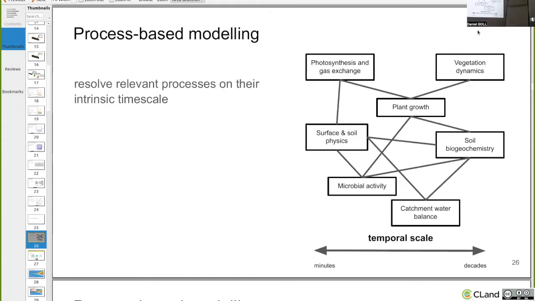And why? That's because they resolve processes which govern these exchanges of phosphorus between the soils or between plants and soils. And also they resolve these processes on their intrinsic time scale. So you have microbial activity or microbial uptake, which happens on the time scale of minutes, but also you have changes in soil biogeochemistry, which takes 10 years and 100 years to evolve. And they're all interlinked within one consistent framework. So we can resolve the underlying process and don't have to make any assumptions about their overall behavior.